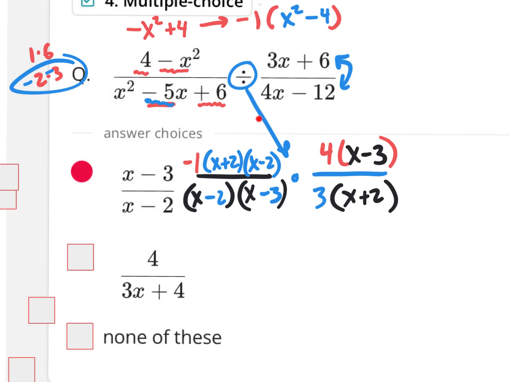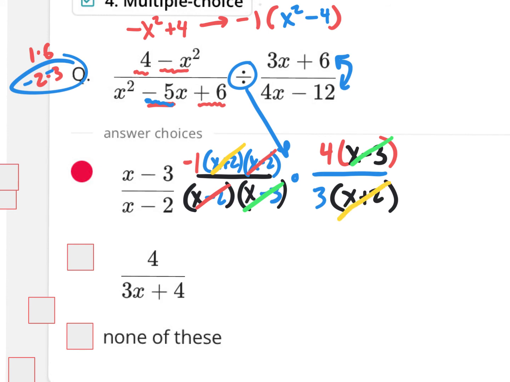So now that we've factored everything, and now that we have multiplication, we can cancel anything that's identical, both on top and bottom. Looking at the first fraction, you have an x minus 2 up there, x minus 2 down there, that cancels out. We also have x minus 3 up on top, and an x minus 3 down here, that cancels out. And we also have an x plus 2 up here, and an x plus 2 down there, that cancels out.